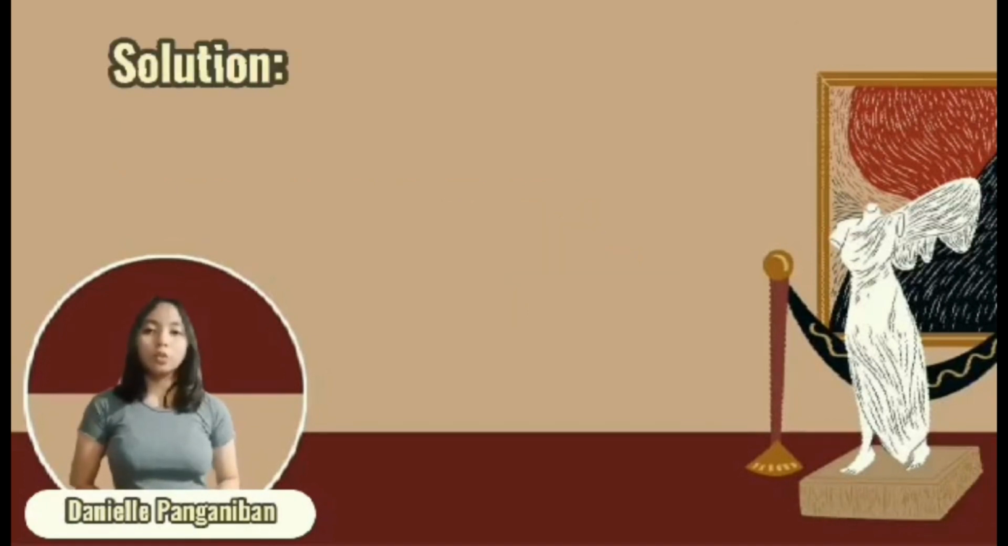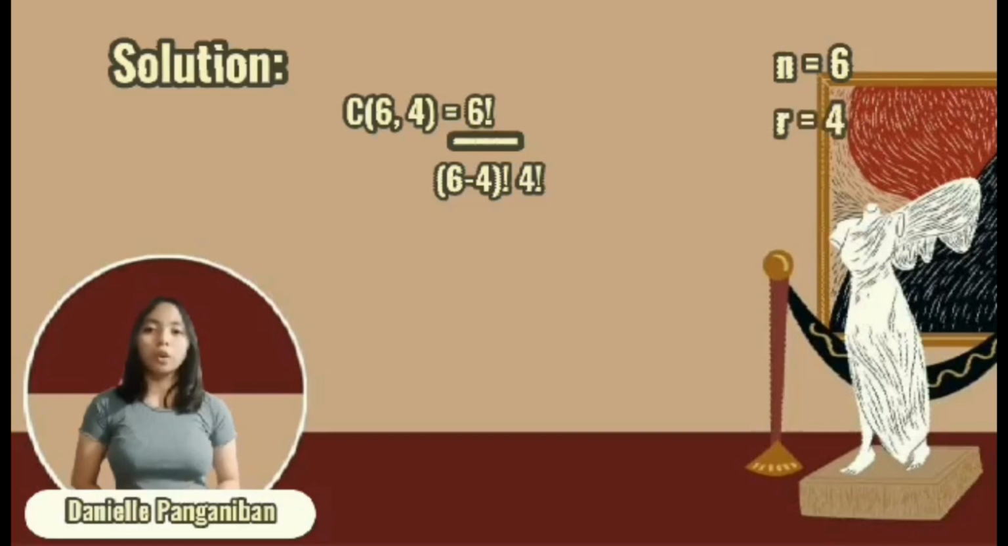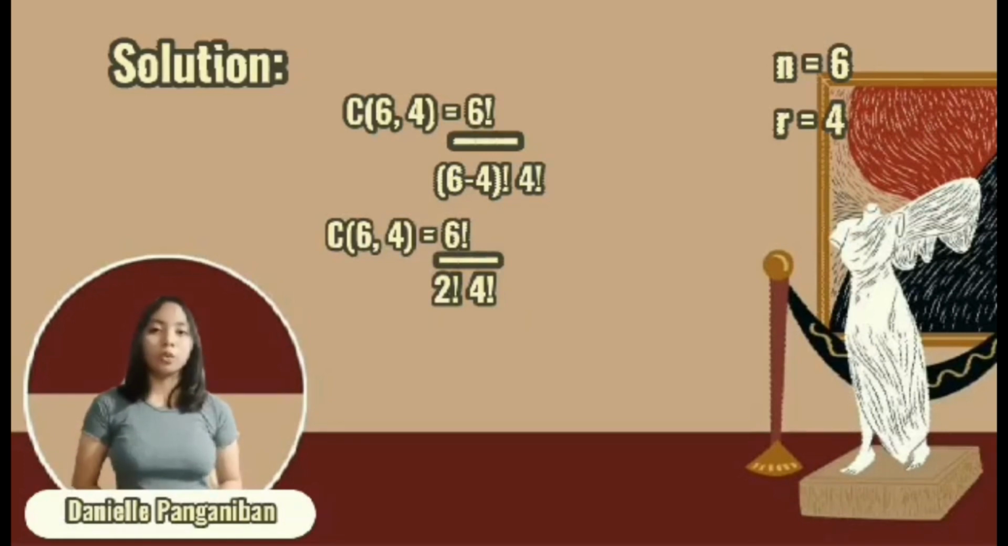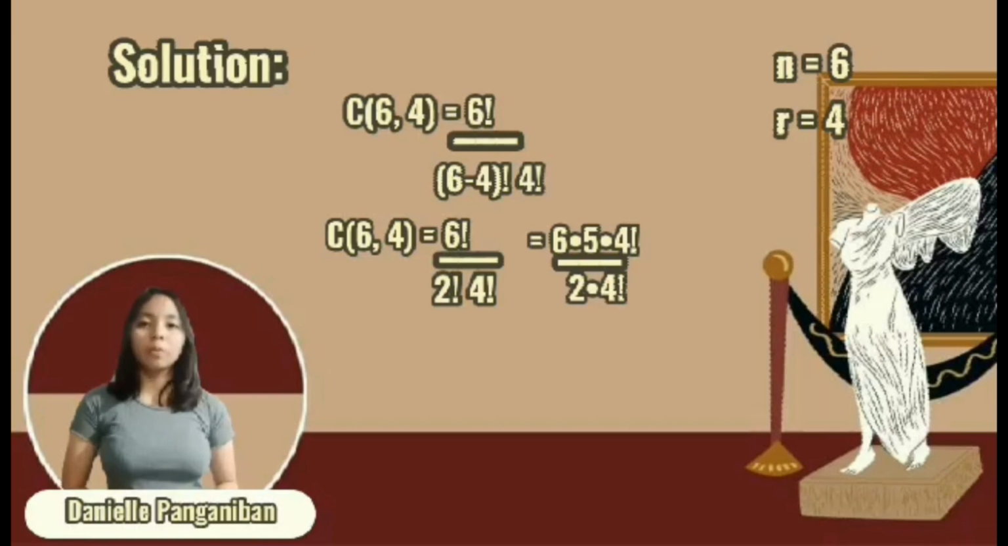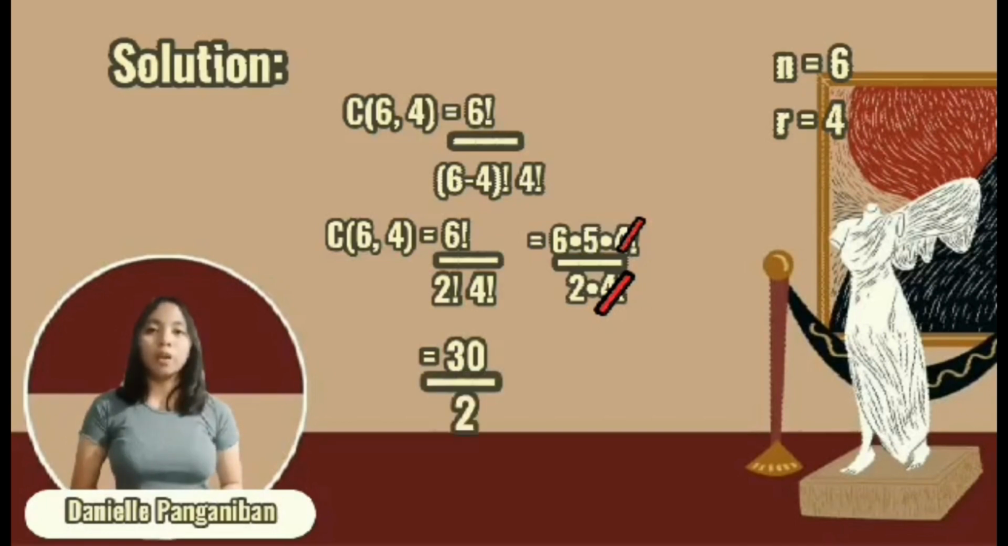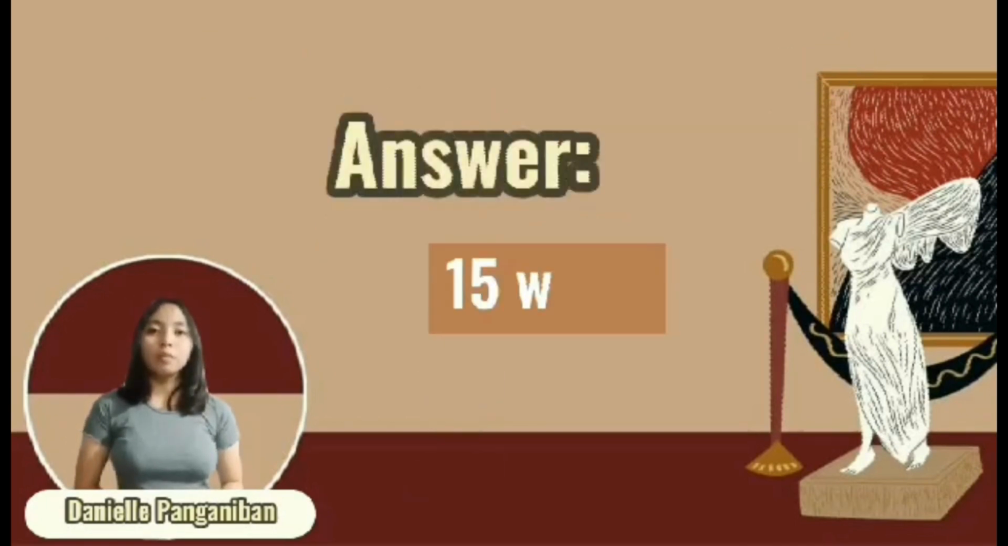In that, n is equal to 6 and r is equal to 4. First let us subtract 6 minus 4, that is equal to 2, then copy the 6 factorial and also the 4 factorial. Then 6 times 5 times 4 over 2 factorial and then 4 factorial, then let us cancel the 4 factorial from denominator and numerator. 6 times 5 is equal to 30. 30 divided by 2 is equal to 15. Therefore, there are 15 ways.